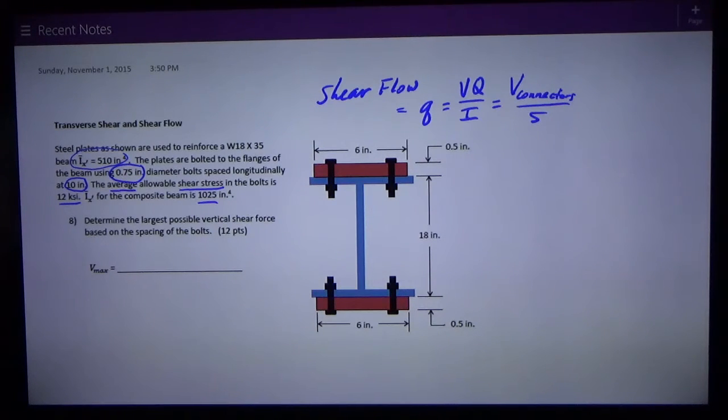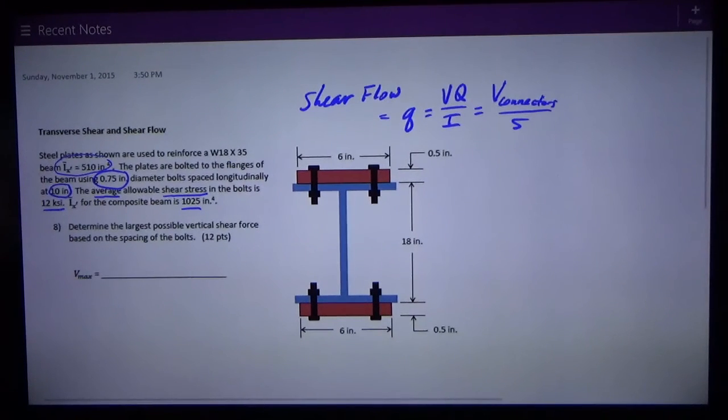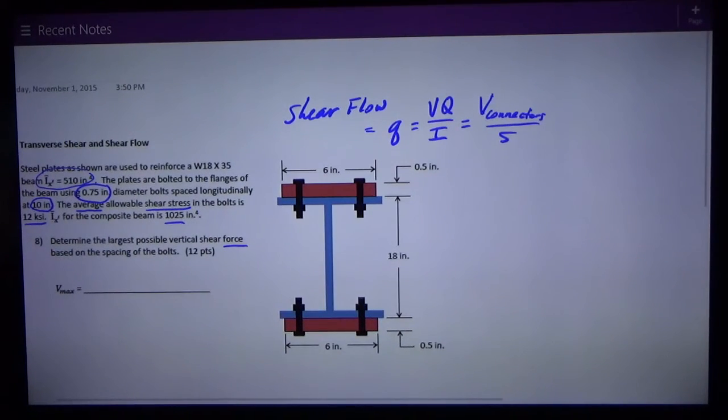So what we're looking for, in number 8, is to determine the largest possible vertical shear force, which is the shear force in the beam that it can withstand based on the spacing of those connectors, the connector's strength, and the composite section of the built-up composite beam that we're building up. So we're looking for an answer in something like kips, probably, because it's a shear force. And that is that number right there.